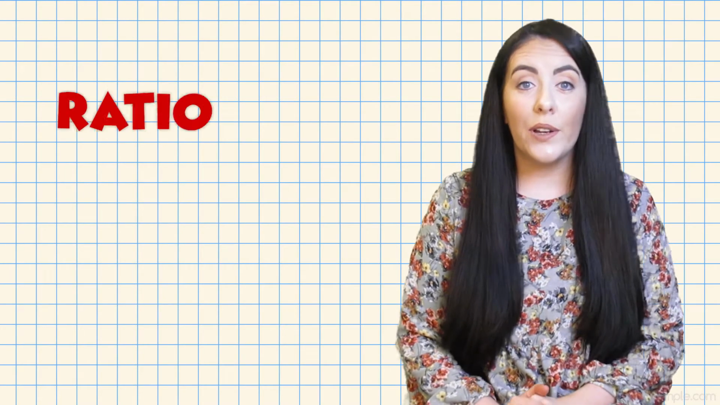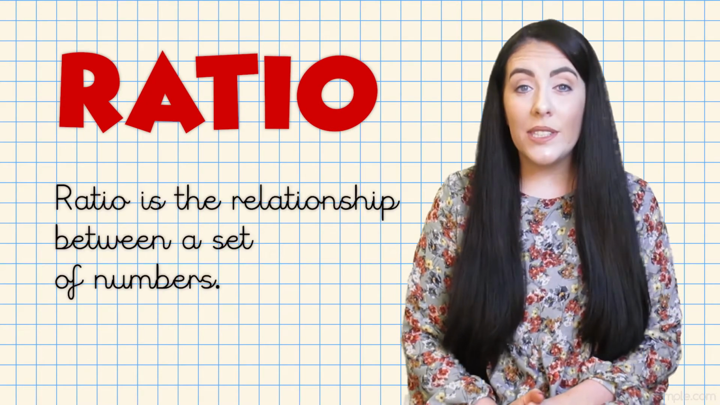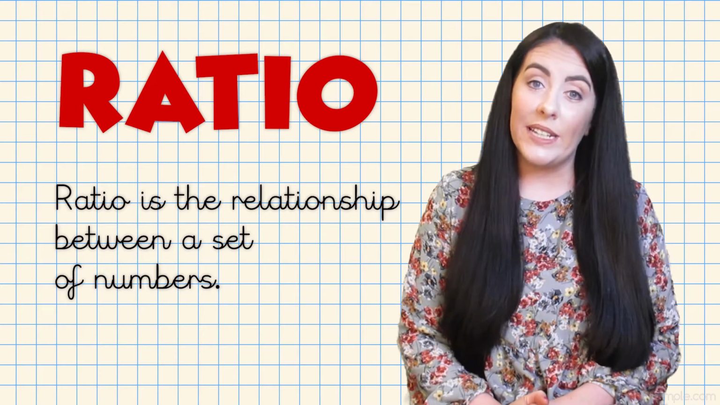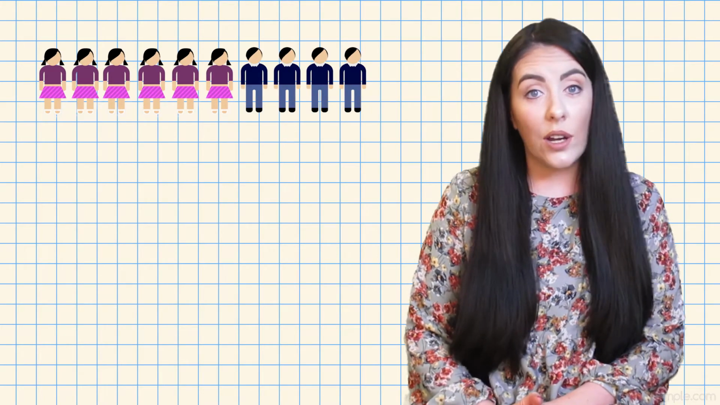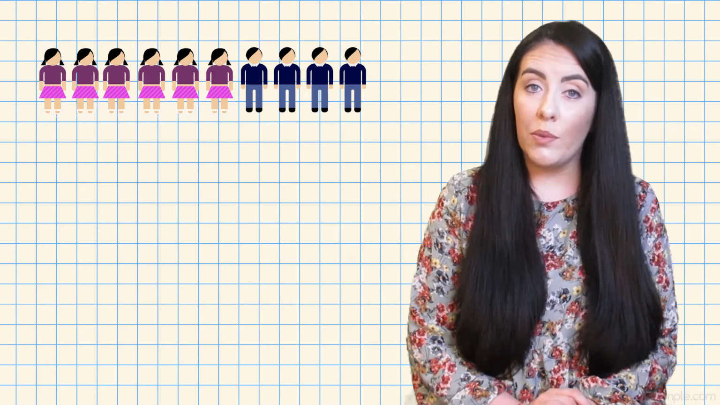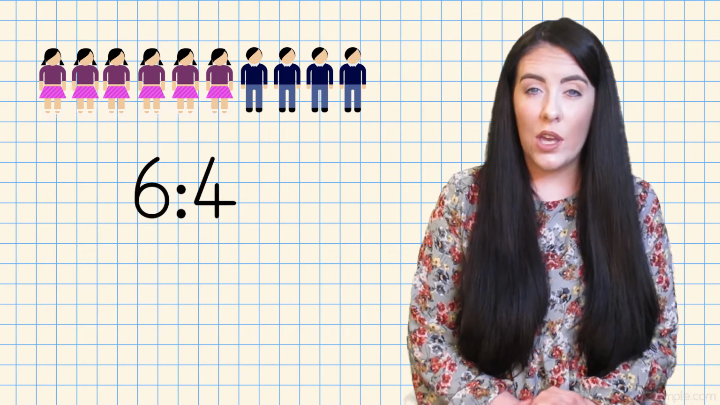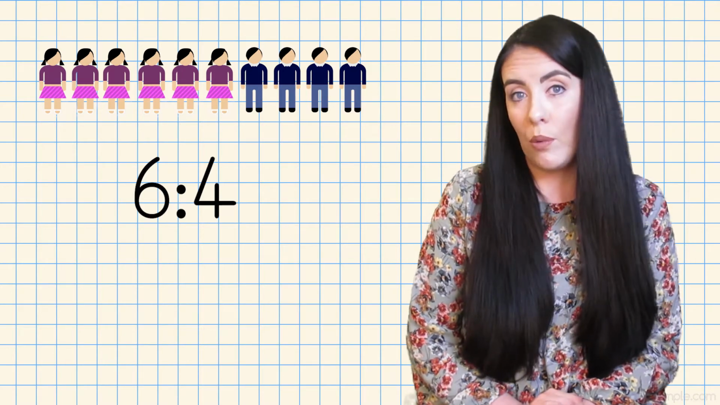In this video we're going to be looking at ratio. So what is ratio? Ratio is the word that we use when we're talking about the relationship between numbers. So let's say, for example, I have a group of 10 children. In my group of 10 children I've got 6 girls and I've got 4 boys. The ratio of girls to boys is 6 to 4. So you could say that for every 6 girls I have, I've got 4 boys.